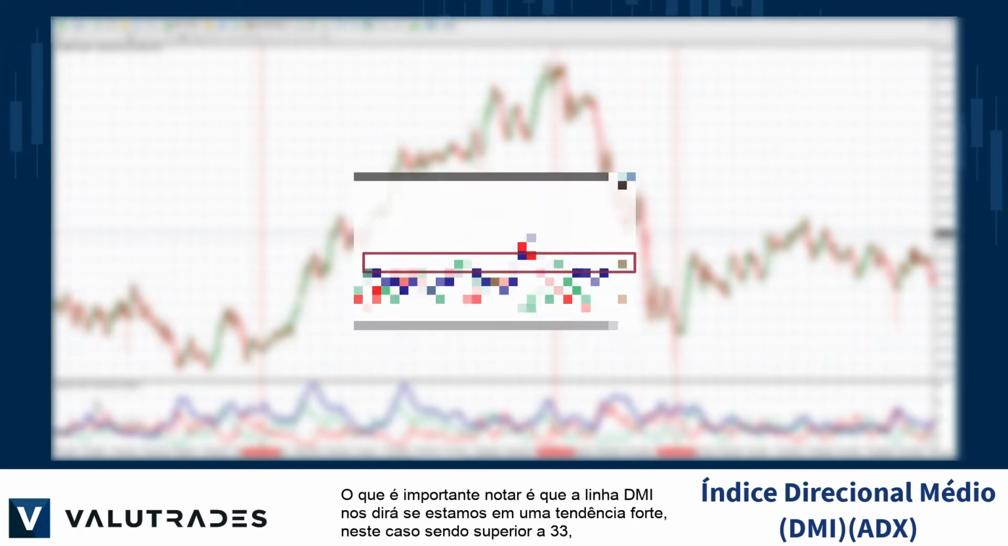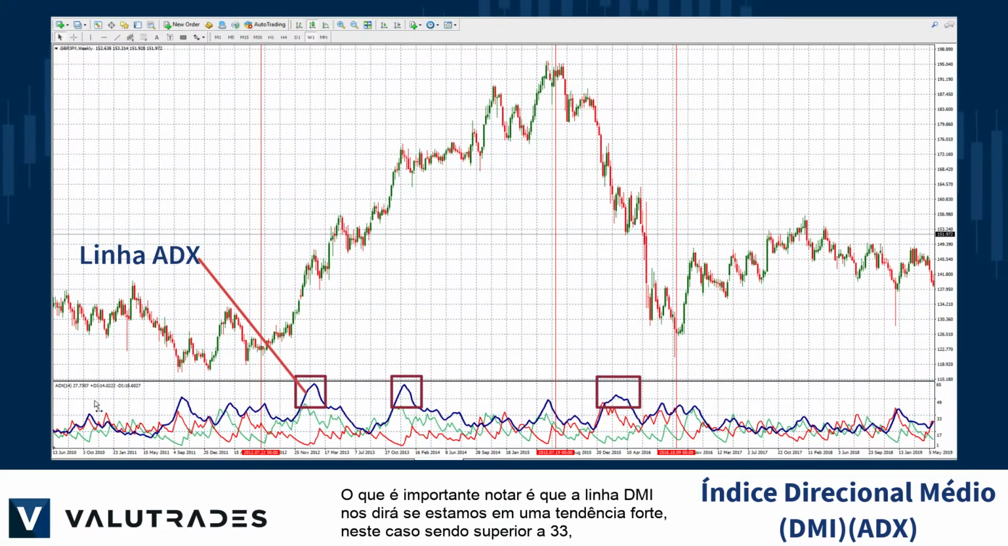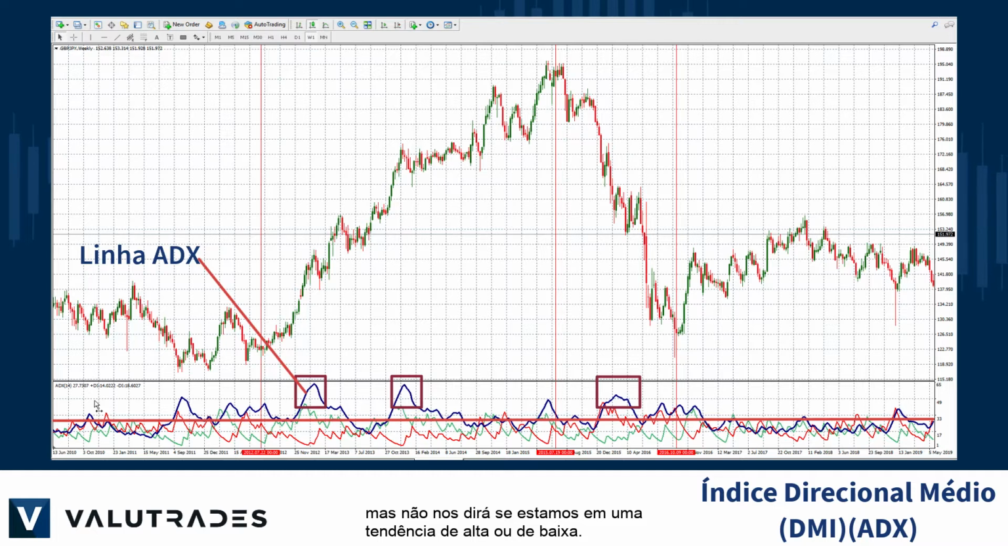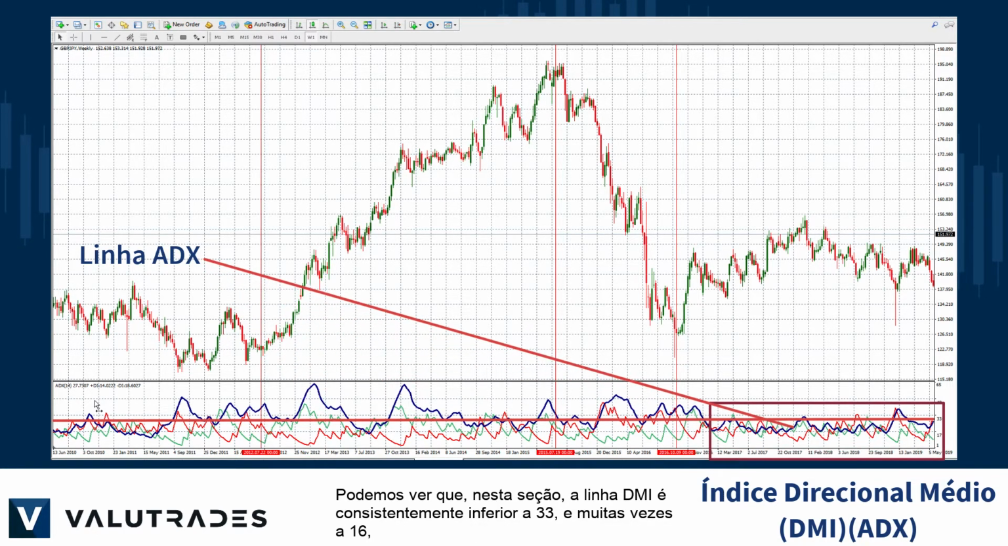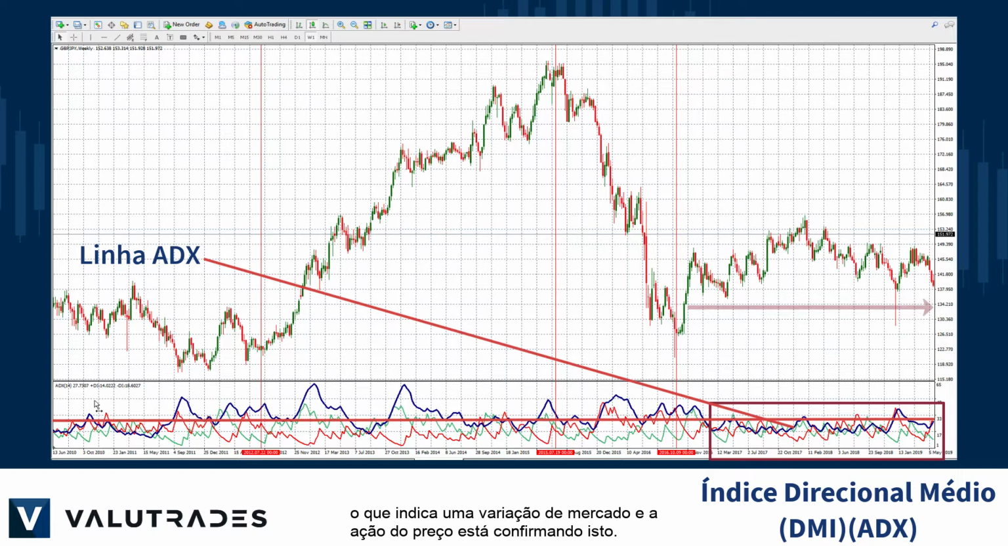What is important to note is that the ADX line will tell us if we are in a strong trend, in this case being higher than 33, but it will not tell us if we are in an uptrend or a downtrend. We can see that in this section, the ADX line is consistently lower than 33 and often at 16, which is indicating a ranging market, and price action is confirming this.